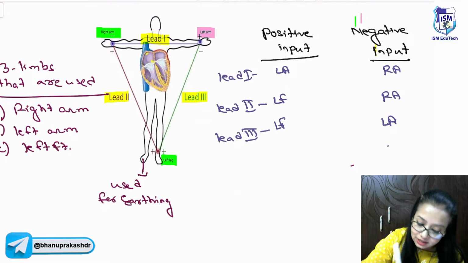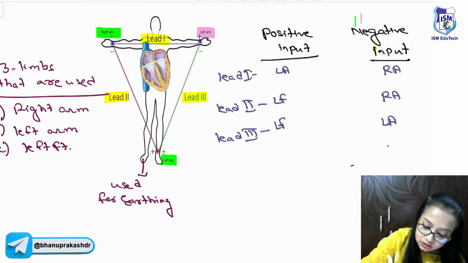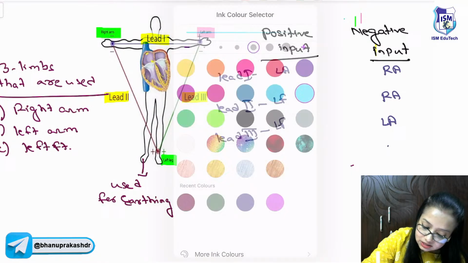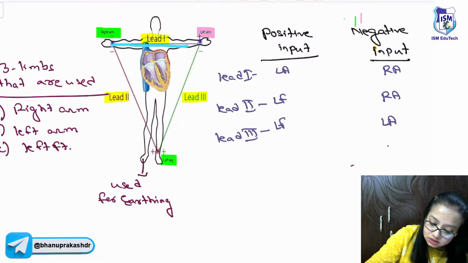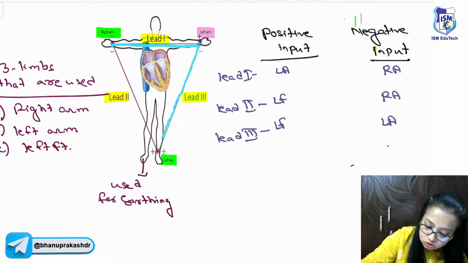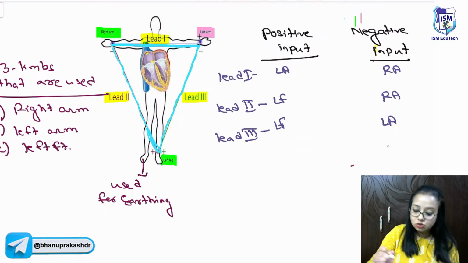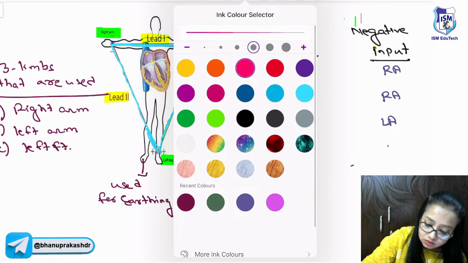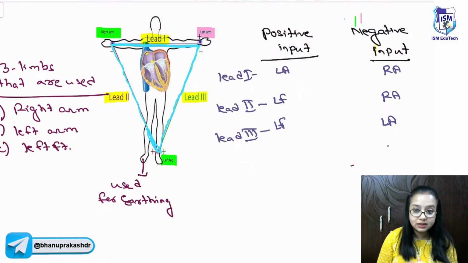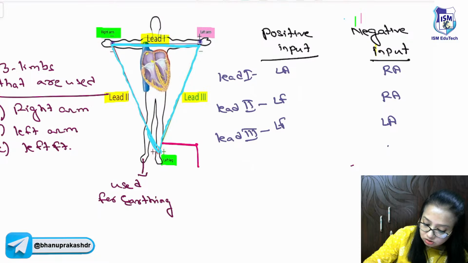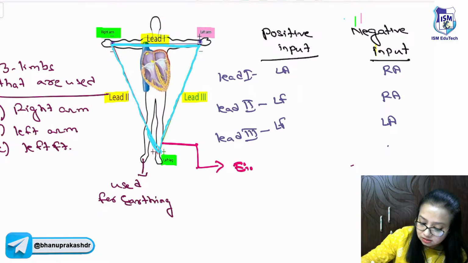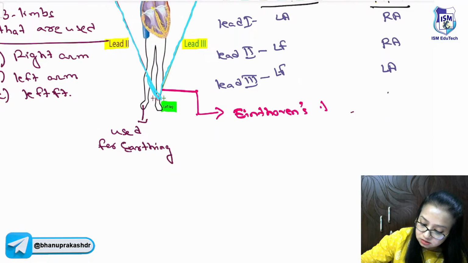Okay. Now look at the connection. Now if lead 1, lead 2 and lead 3, all these leads are actually joined, like you see, these 3 are actually joined, what does it form? It forms a triangle. It forms a triangle. So this triangle, which has the heart at its epicenter, is called Einthoven's triangle.